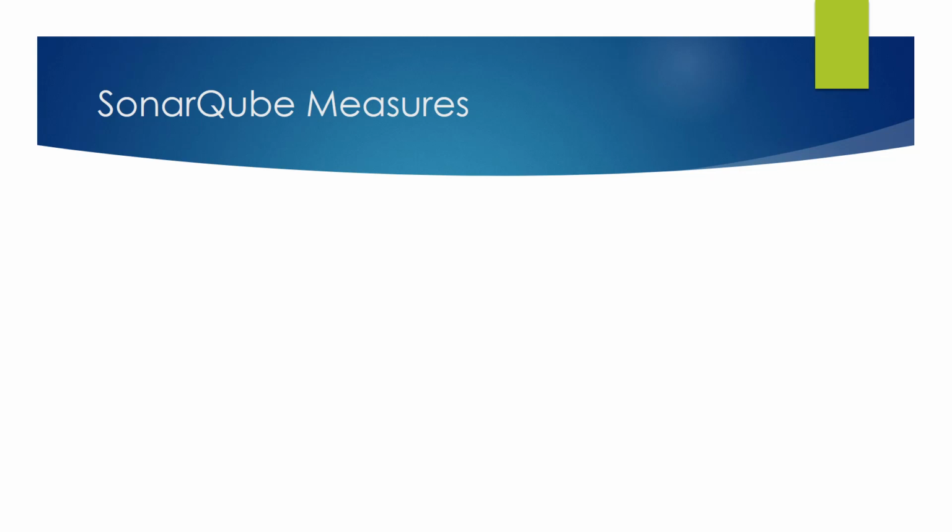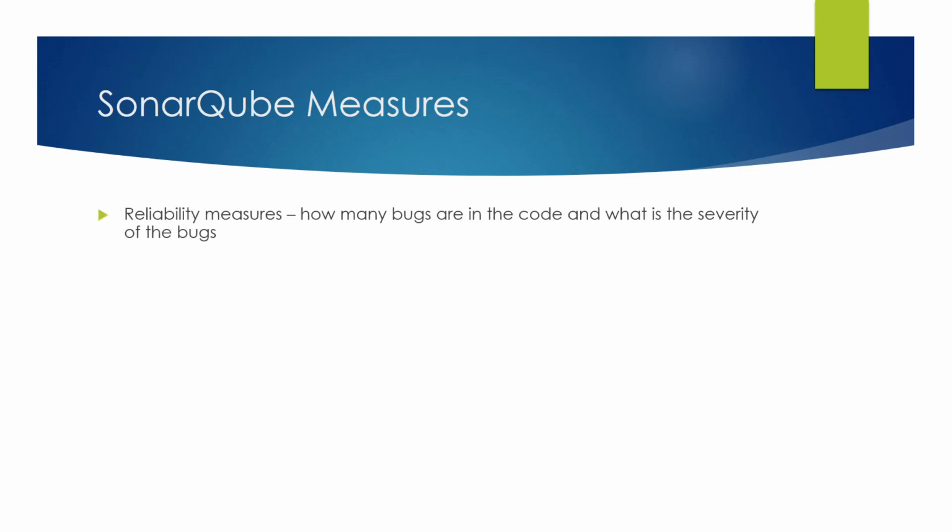SonarQube has a number of measures, a number of ways that it looks at the code to tell us what we need to address or what we need to fix. There's a reliability measure: how many bugs are in the code and what's the severity. So it'll categorize bugs as major, minor, critical, informational, those types of severities for those bugs. And the reliability is a measurement of how many you have.